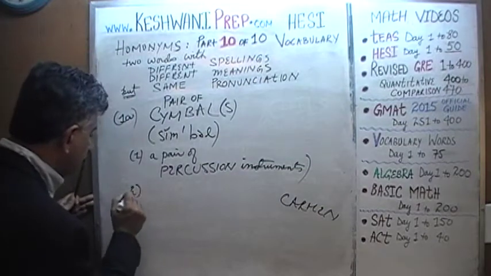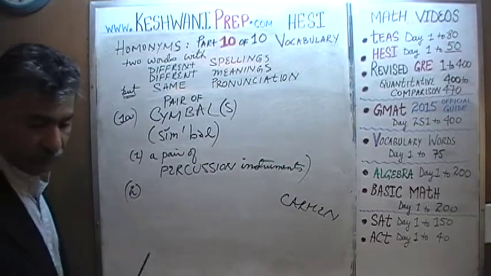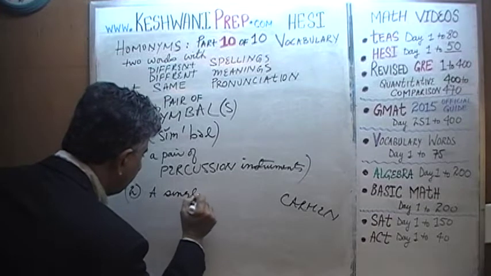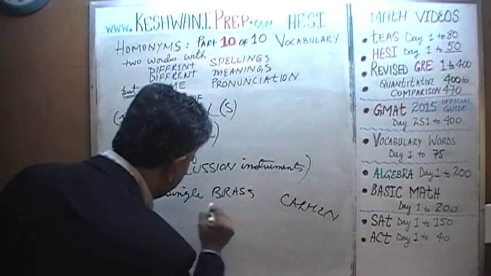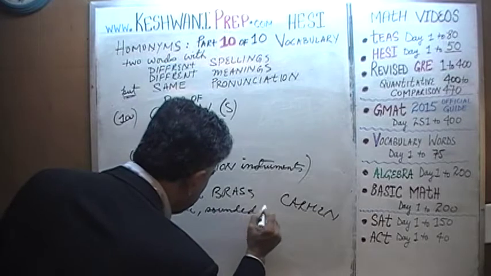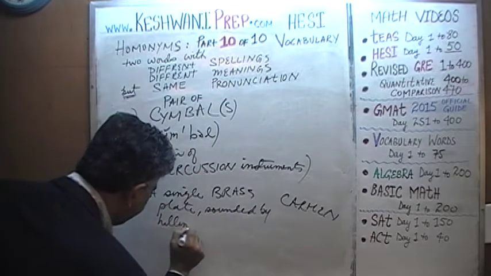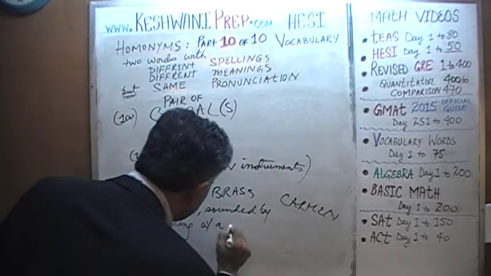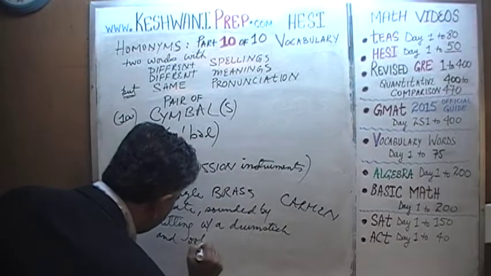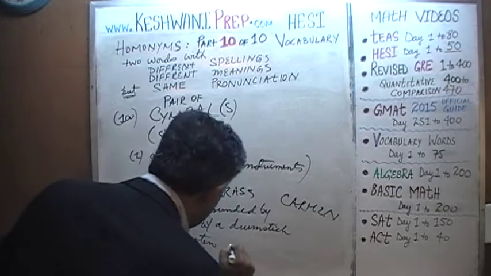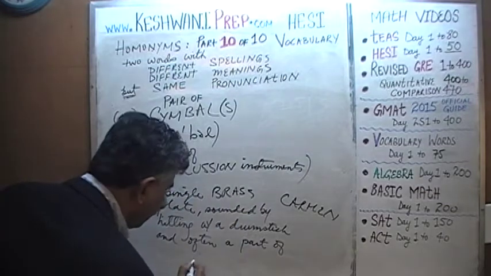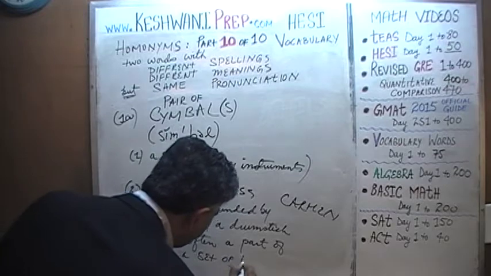Another meaning of the word cymbal, the same exact idea, it's a musical instrument, but here it doesn't have to be a pair. It's a single brass plate, which is sounded by hitting with a drumstick. And often, it is a part of a set of drums.